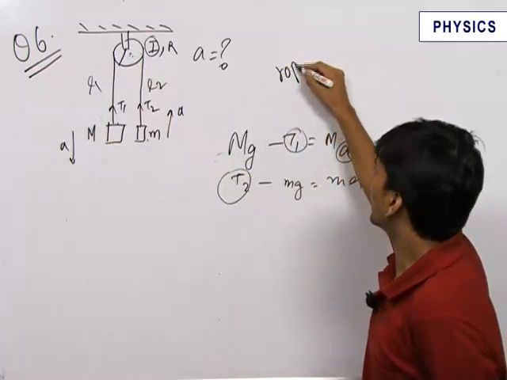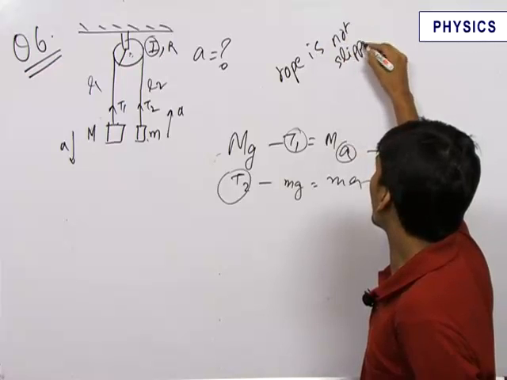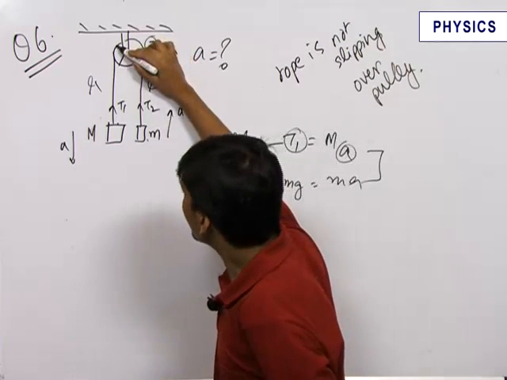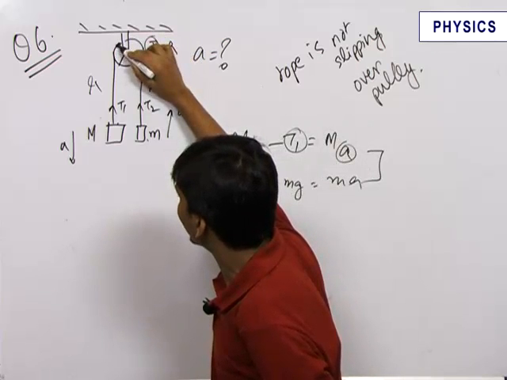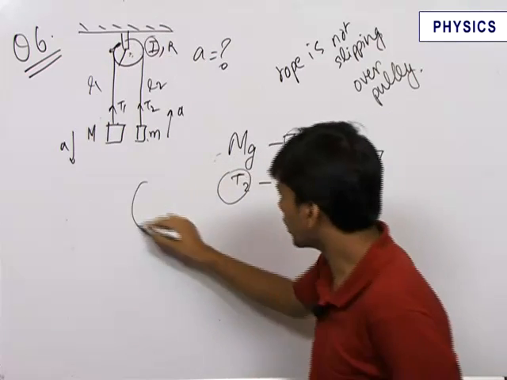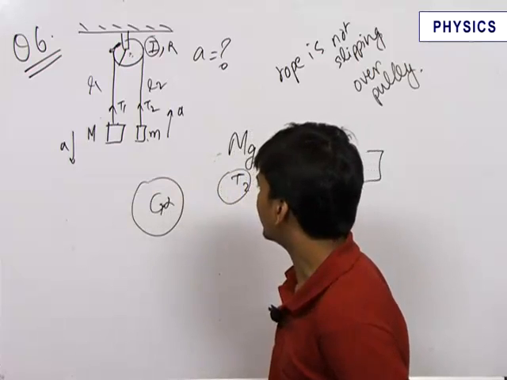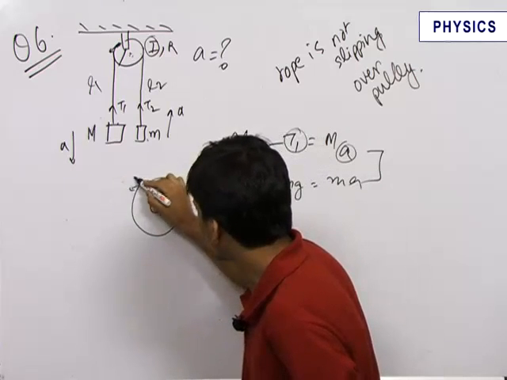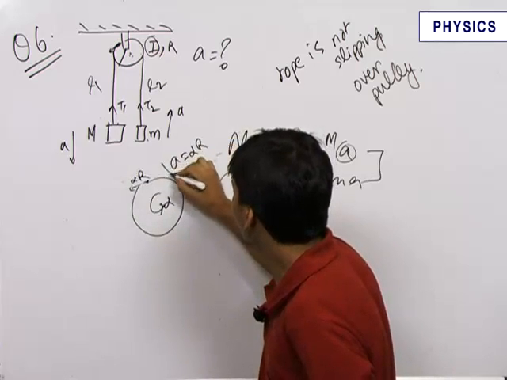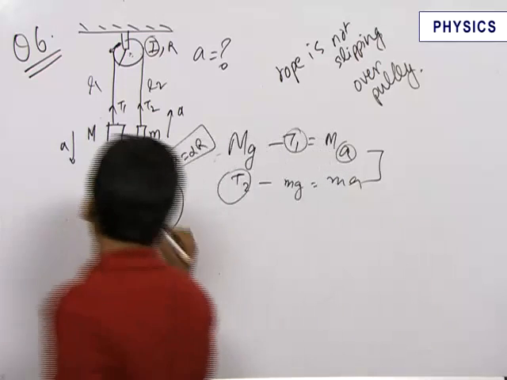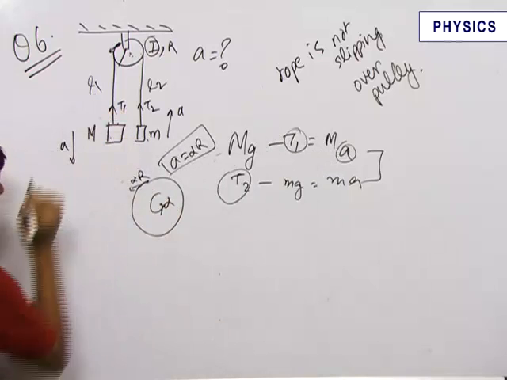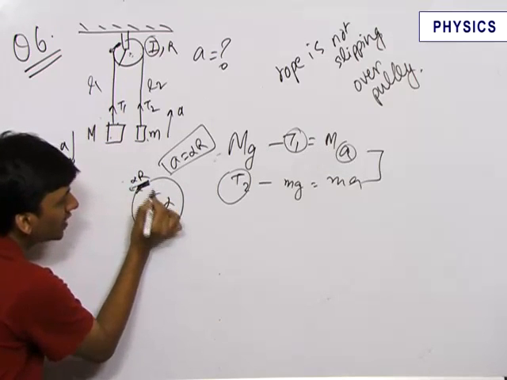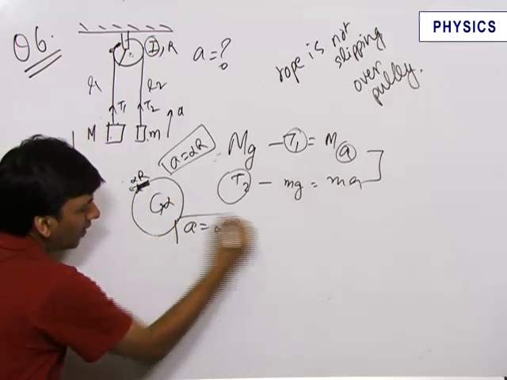Now we know that the rope is not slipping over the pulley. Therefore, the acceleration of the rope and the point of the pulley to which it is attached will be the same. For the pulley, let the angular acceleration be alpha. So the tangential acceleration of any one of its points is alpha into R. Therefore, a is equal to alpha R. We can write the acceleration of this block is equal to alpha R because the acceleration of this block is a, meaning the acceleration of this string is a, and the string is not slipping relative to the point of the pulley here. Therefore, the acceleration of this point of the pulley is equal to the acceleration of the string, that is a. Therefore, a is equal to alpha R.